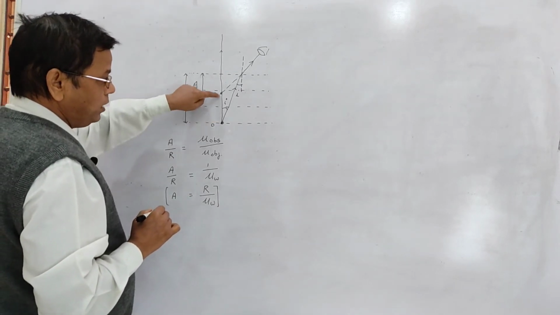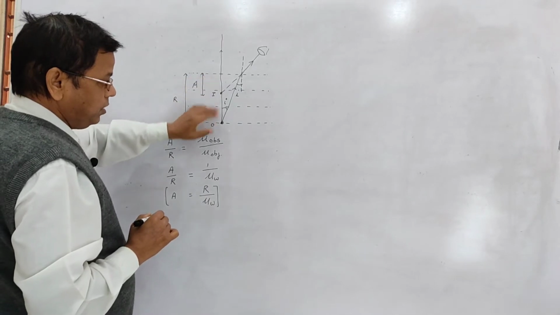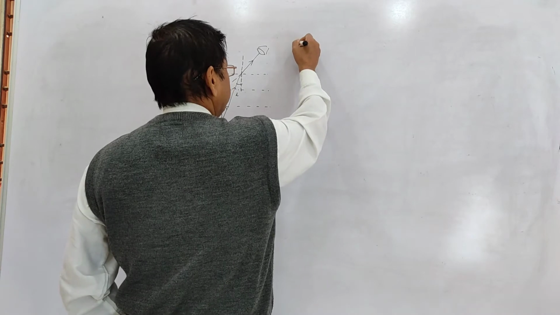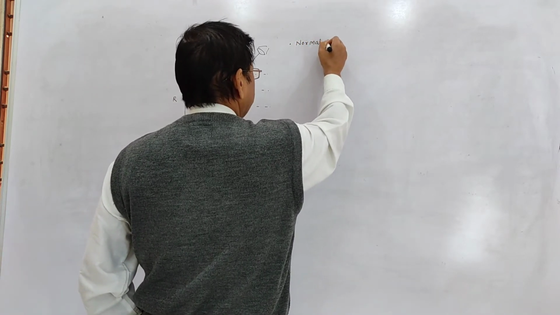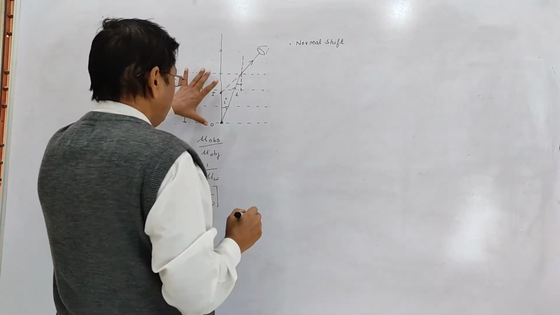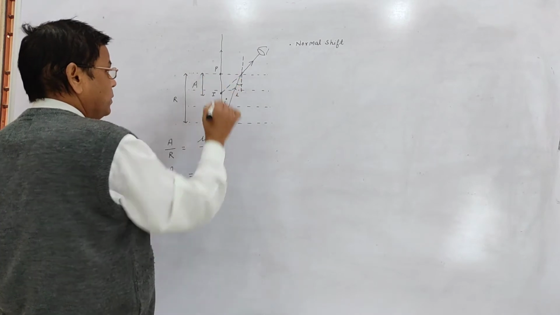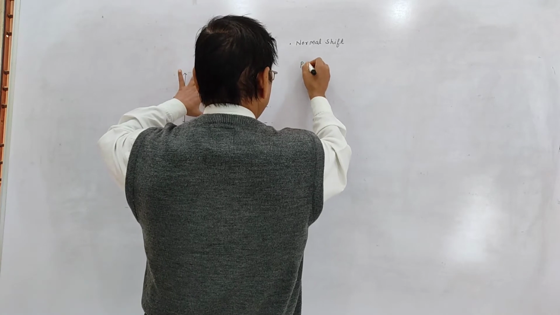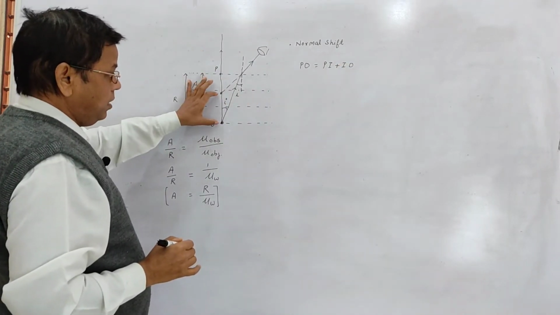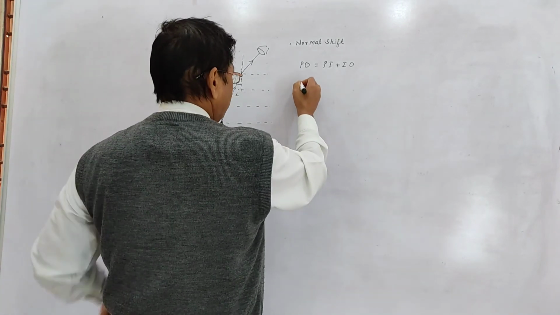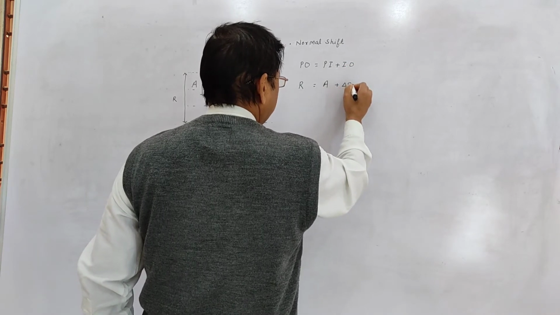Now from O to I, this is called the shift in position of the image. Object is here, image is here, so this is called the shift in position of the image. It's also called normal shift. This whole is R and this is A. Let this point be P. So we can write PO is equal to PI plus IO, and PO is equal to real depth, PI is apparent depth, and IO is called the normal shift, you can say delta X.